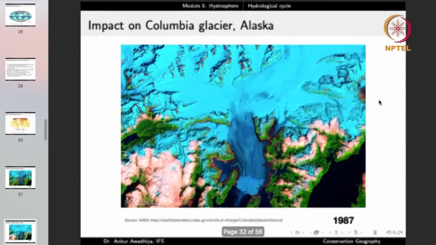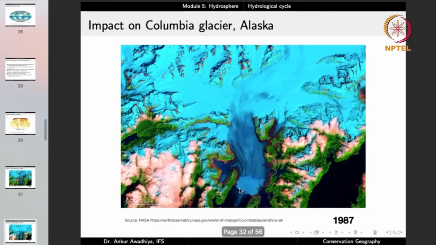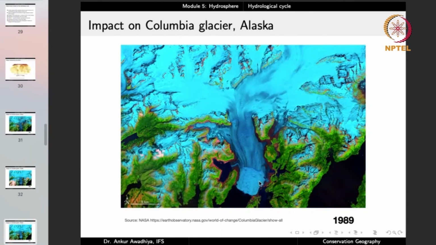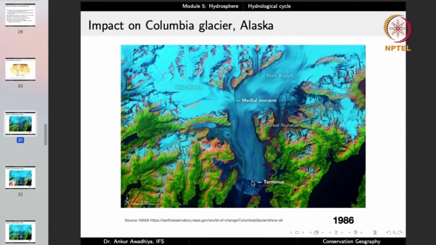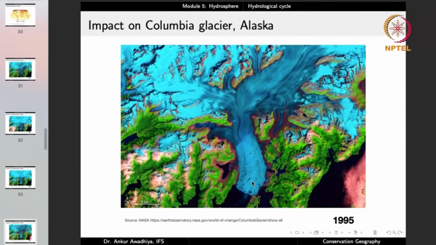So this is the image from 1986. This is the image from 1987. So the major difference we are observing here is in this location. So earlier this was the terminus, and we find a very small number of ice chunks moving into the ocean. Now the ice chunks are much more in number. By 1989, now the tip has shifted back. So earlier we had started from a terminus at this point. So let us put the cursor here. Now the terminus is here. So this is the image from 1989. This is 1995. And you can observe that now the glacier has shifted to this location. The glacier is melting, the glacier is disappearing.